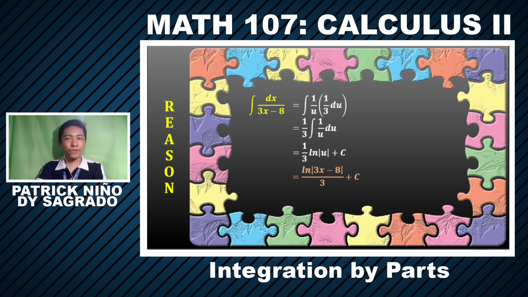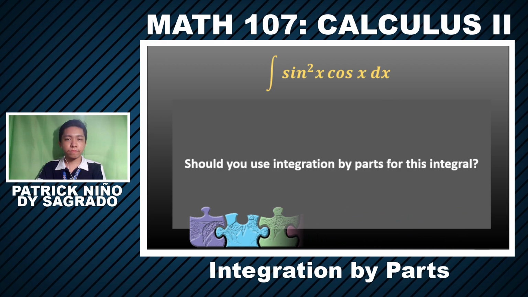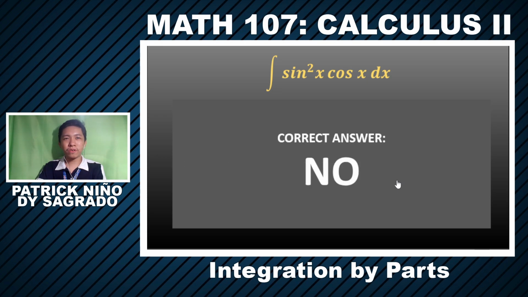Let's head to the fifth one. The integral of sine squared x cosine x dx. Should you use integration by parts for this integral? Should you use it? The answer is unanimous for everyone, which is no, which is the correct answer.